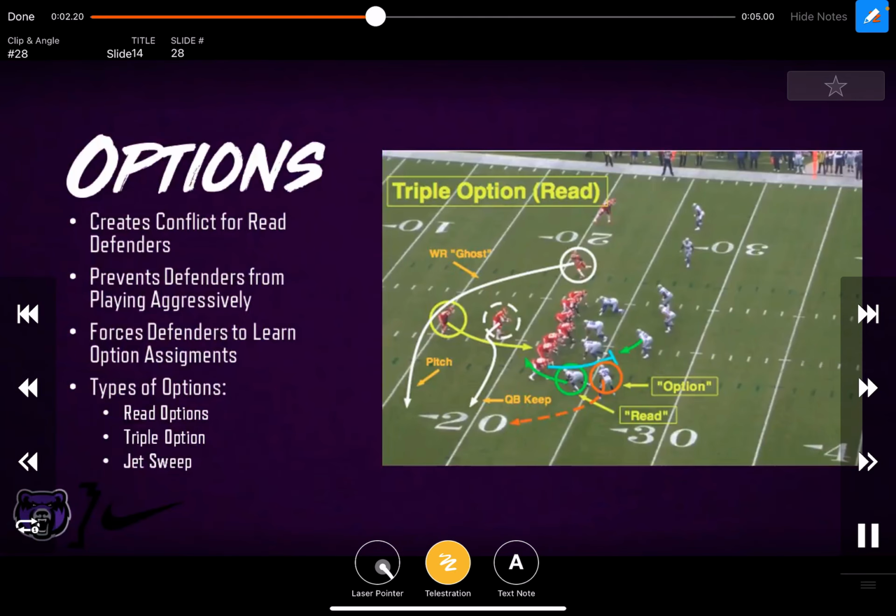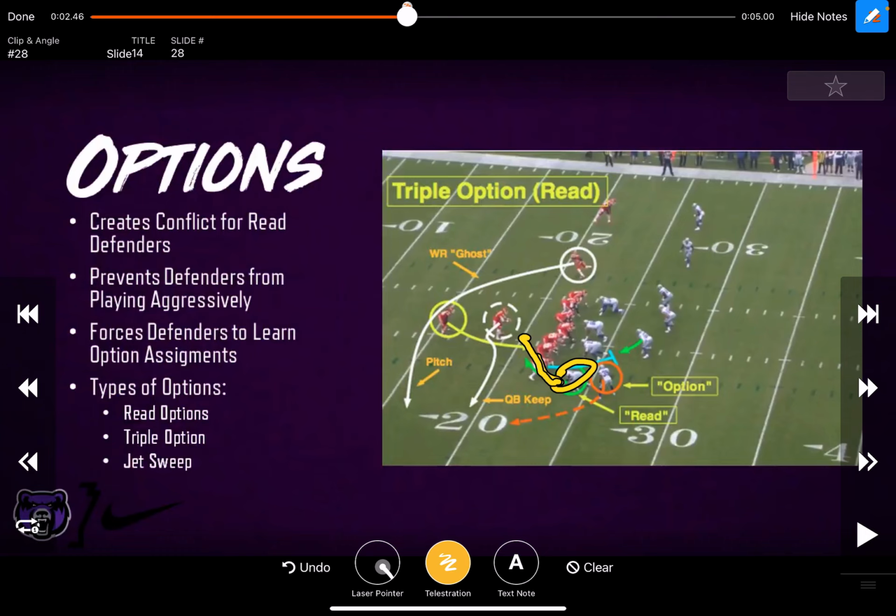First off is options. Like we said, they're creating conflict with those read defenders. This prevents defenses from playing too aggressively. If you've got the option that's drawn up here in the picture, their first read guy is this guy right here, the defensive end. These guys are built. They are recruited, signed if you're an NFL team, and trained all year long if you're a high school or junior high guy to be aggressive here. They're lined up outside. They're fast guys. They're trying to get to the ball fast. The option game is going to put that guy in conflict.